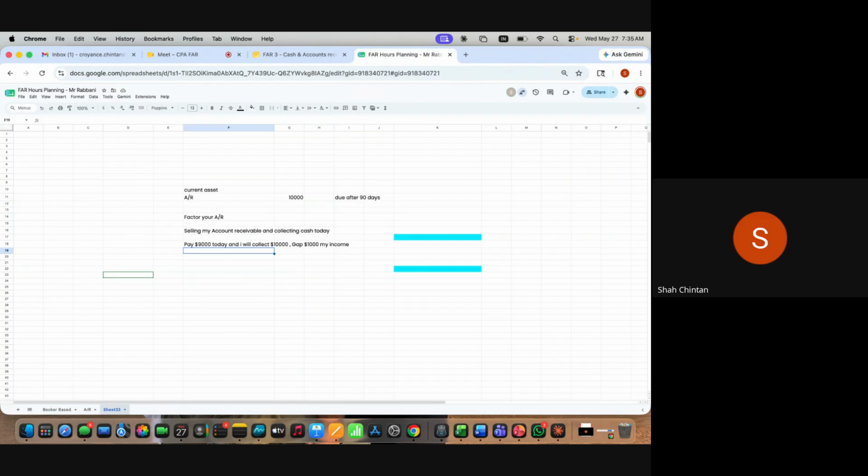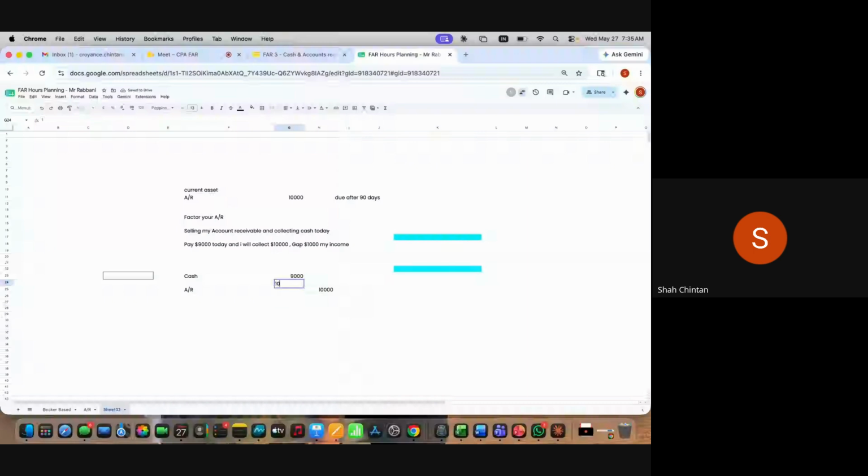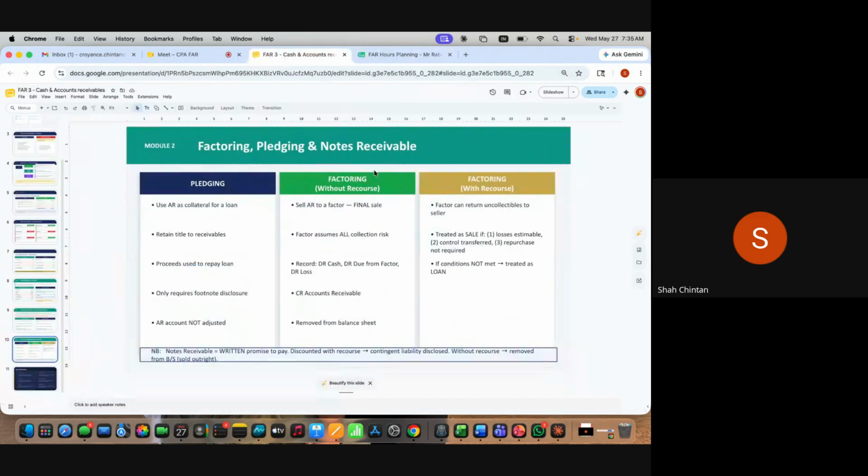Now let's say you need the money, you agree. So what is the journal entry? You get the cash of $9,000. Your accounts receivable are closed, they are no longer your asset, so it's credited. The $1,000 is a commission expense or a factor expense. So this is called a factor, or your accounts receivable is sold to a factor. First of all, is the concept clear? What is the meaning of factoring?